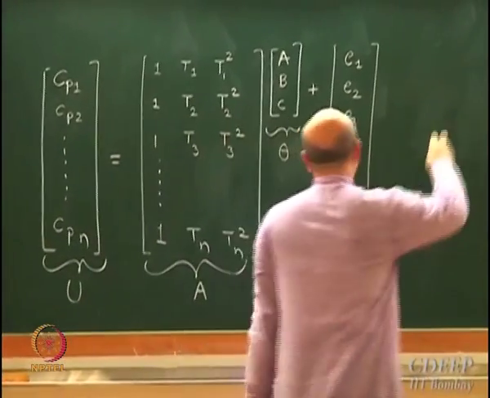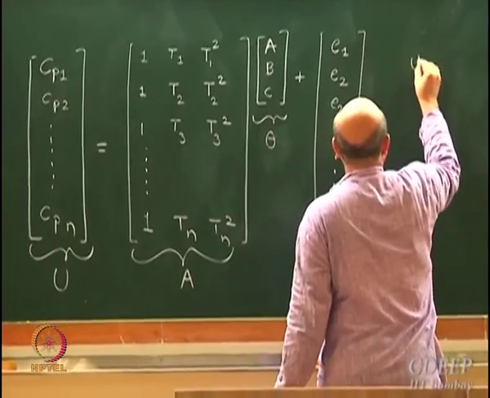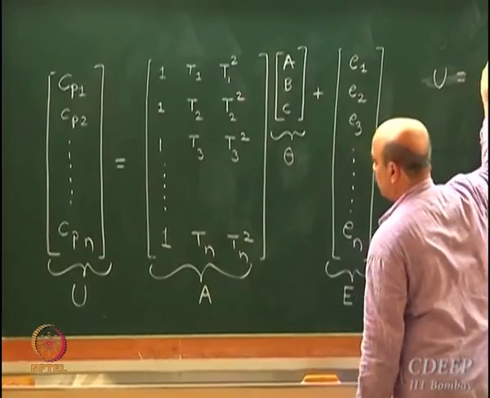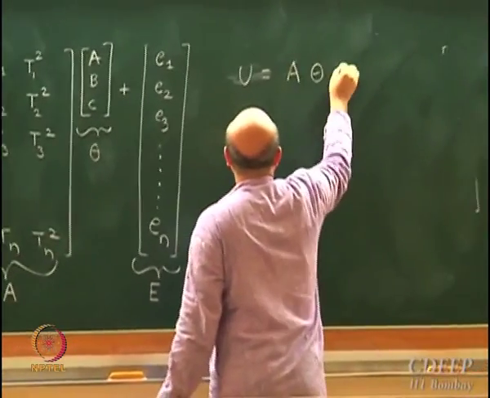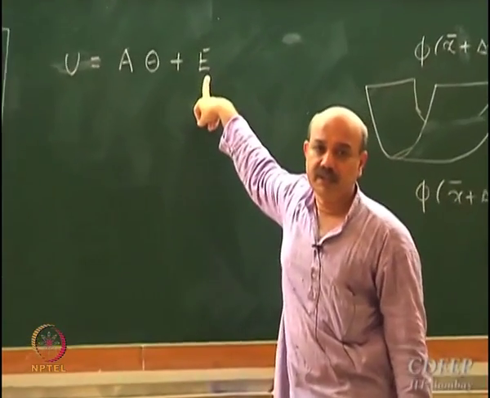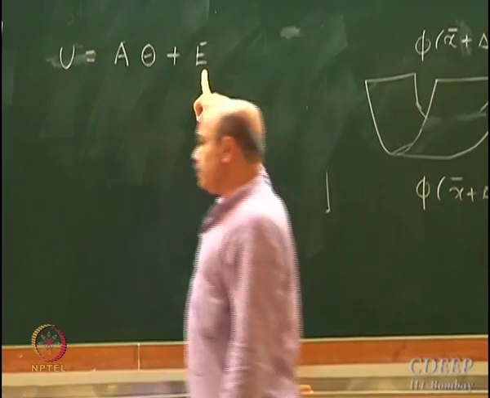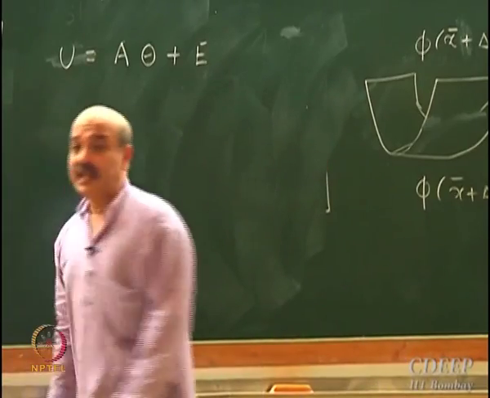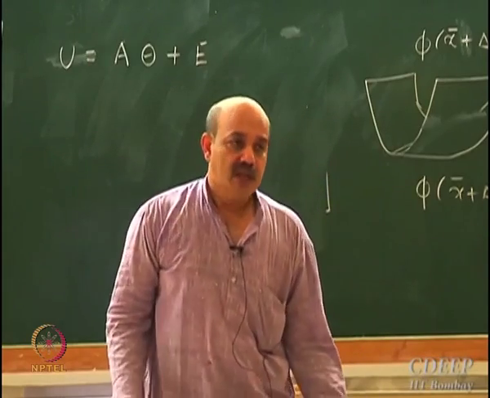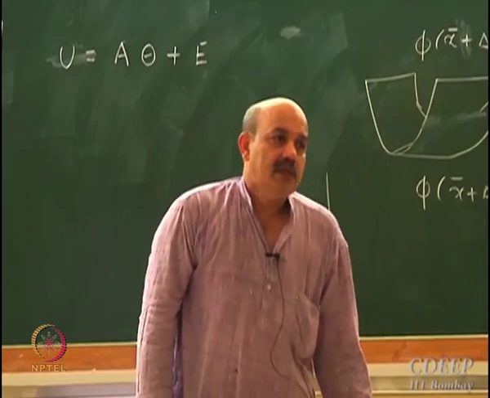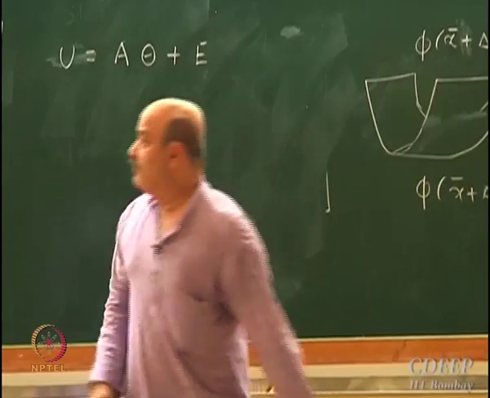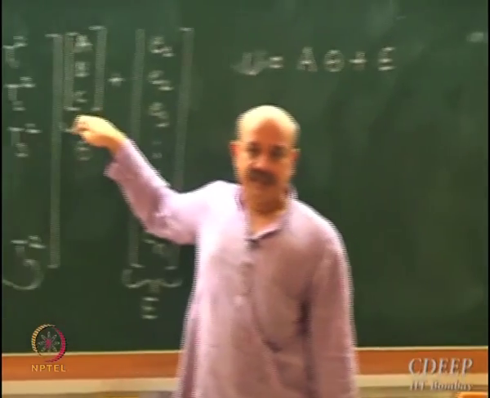Okay. So my equation reduces to U is equal to A theta plus E. E is the vector of errors. Now I need to define an objective function, and this objective function should be differentiable. I should take its first derivative and set it equal to 0. Take its derivative with respect to A, B, C.